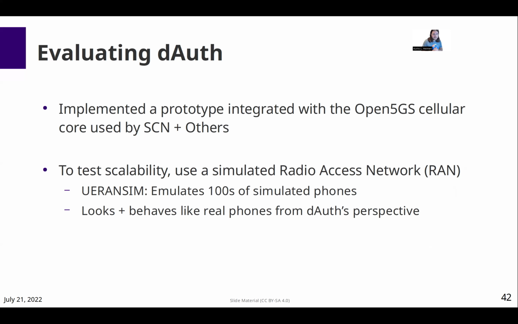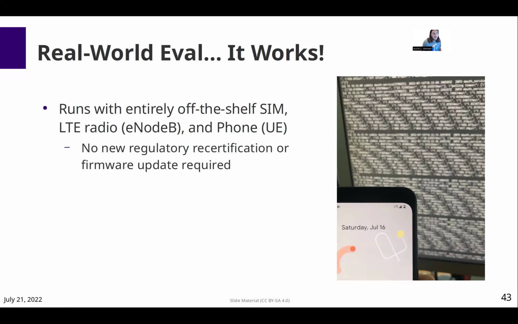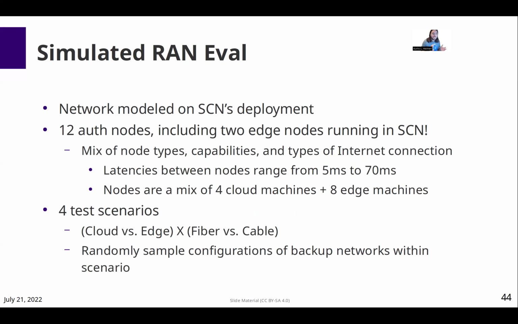So how do we evaluate the system? First, we implemented a prototype integrated with Open5GS, which is the core network used by SCN and other networks like us. To test scalability, we use a simulated RAN. This is UE RAN sim to be able to simulate hundreds of phones, and this really looks like a normal network. First, we began with a real-world evaluation with a real-world eNode B and a real-world phone, and it just works. So, that part's good. And then we did the simulated RAN.